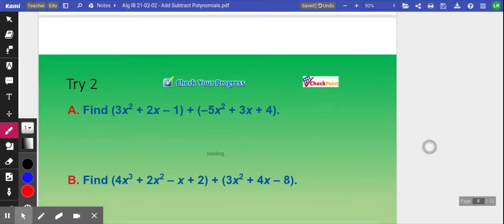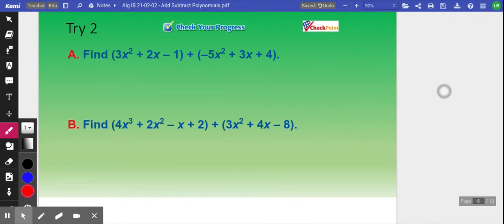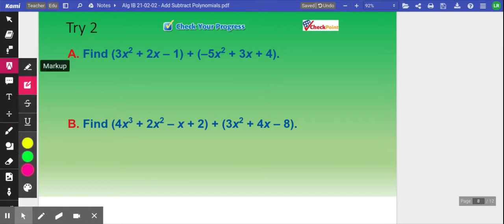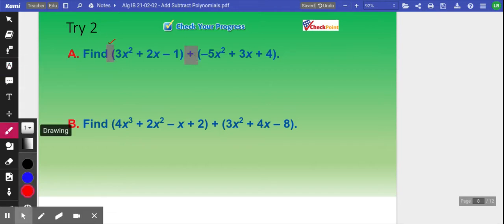Now, what I want you to do is go ahead and pause the video and do these two problems. Okay, for letter A, +1, +1, so I'm good to go. I'm ready to add my like terms together. So let's organize them here. We have 3x squared, and that goes with -5x squared. Those two are added together. 2x gets added to 3x, and -1 gets added to 4.